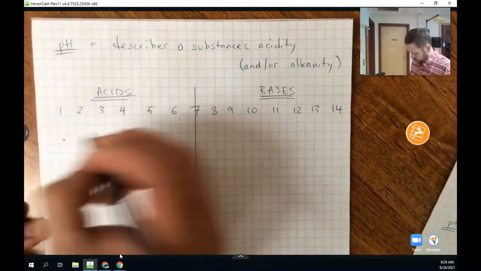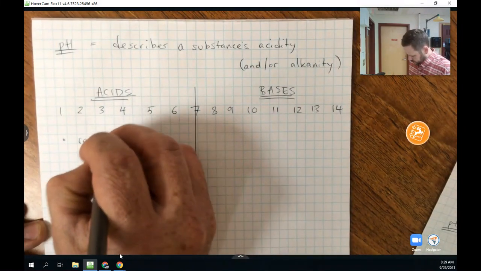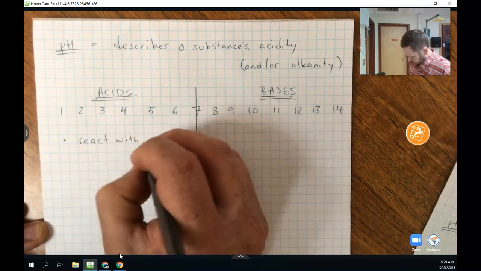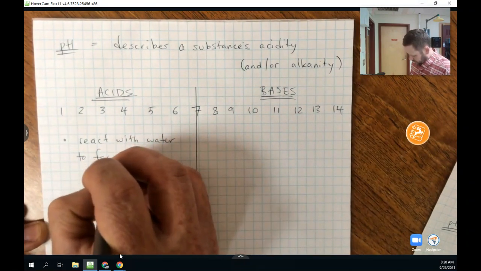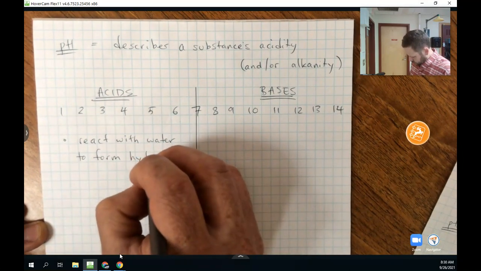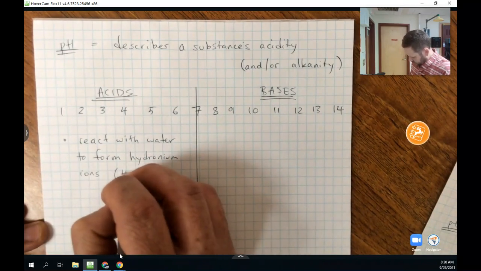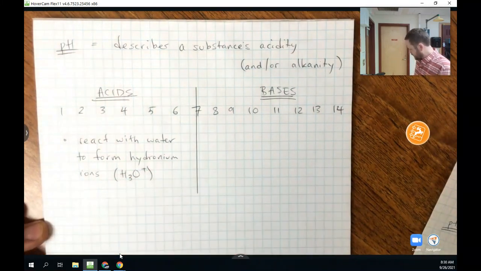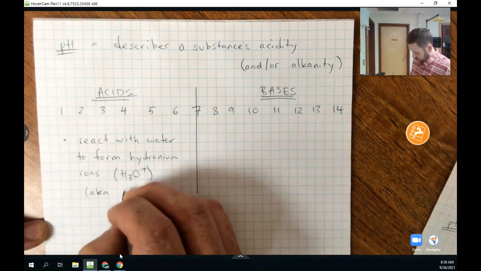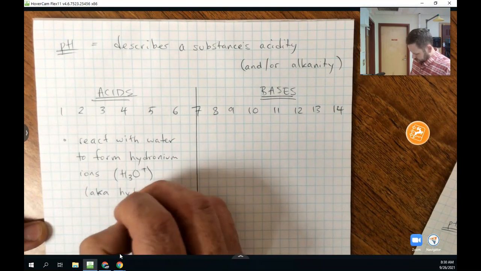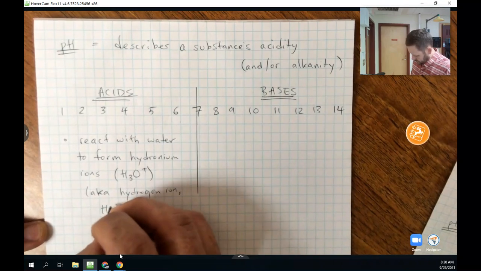So under this left-hand column, I'm going to put a bullet that explains that acids react with water to form what we call hydronium ions. And a hydronium ion has chemical formula H3O+, and they're also known as hydrogen ions. So I'm going to write AKA hydrogen ions, H+.